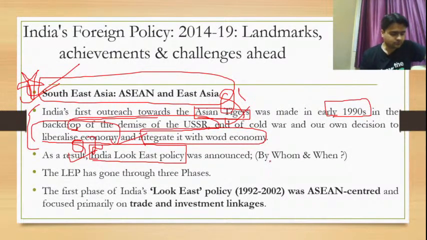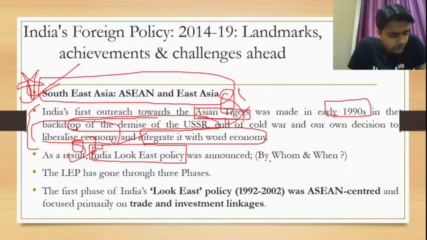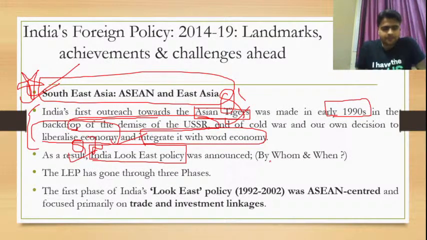So okay, Jitesh doesn't know. Sweta has given the answer Singapore, Indonesia, Malaysia. So other people, I would like to hear a response from you as well. Okay, Sweta has given the answer PV Narasimha Rao. Very good. And what was the year, Sweta?